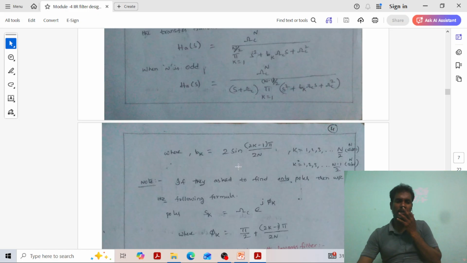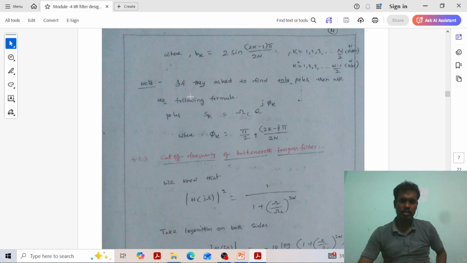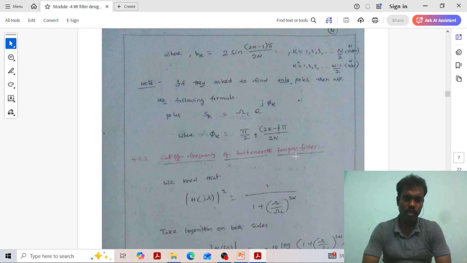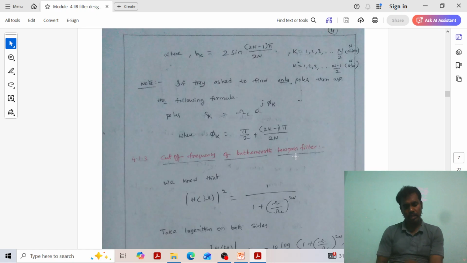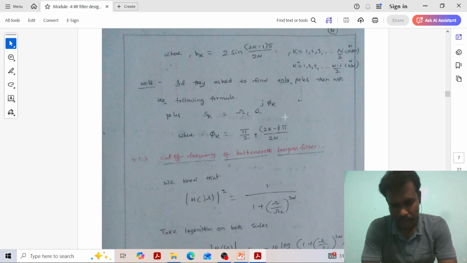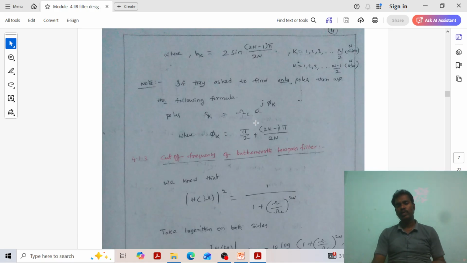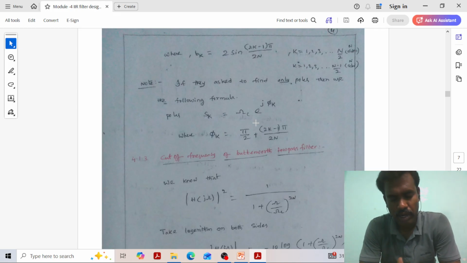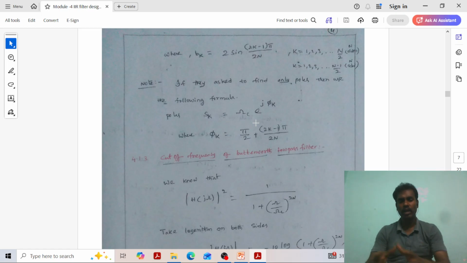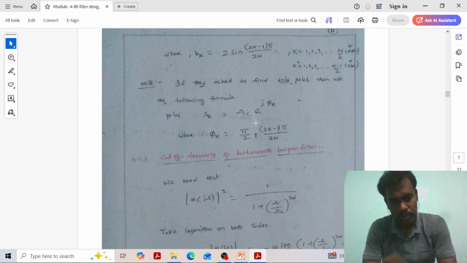So the pole location is equal to e power j phi k. What is phi k? Phi k is pi by 2 plus (2k minus 1) into pi by 2N. We can remember this and substitute the values of k, using the N value that we have already calculated. After finding the poles, we want to find the denominator polynomial. What is the denominator polynomial? It means (s minus s1) into (s minus s2) and so on up to (s minus sN). If we have N poles, then we have to multiply all the poles and form the transfer function.